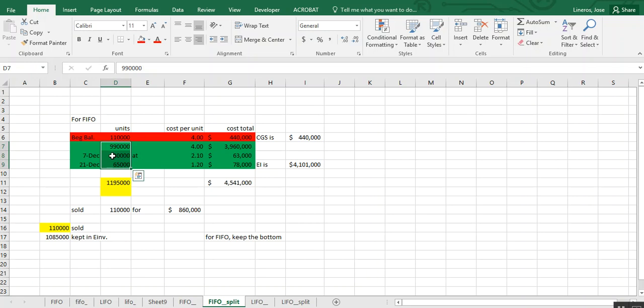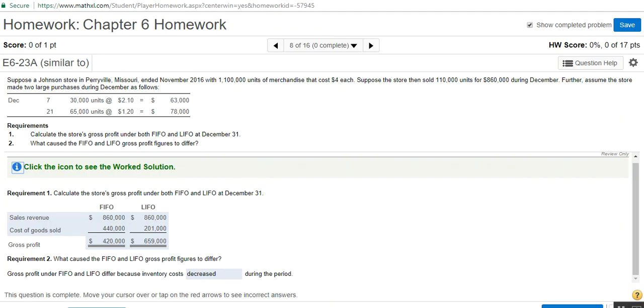So you have it nice and neat here. I'm sorry, I was distracted looking down at something on my spreadsheet. This splitting lets this be 1,085,000, and you get the nice neat amount here, which gives you ending inventory. Now, of course, this problem is not asking you for ending inventory, but it is asking you for cost of goods sold. And cost of goods sold is 440,000, and you notice we match here on FIFO.